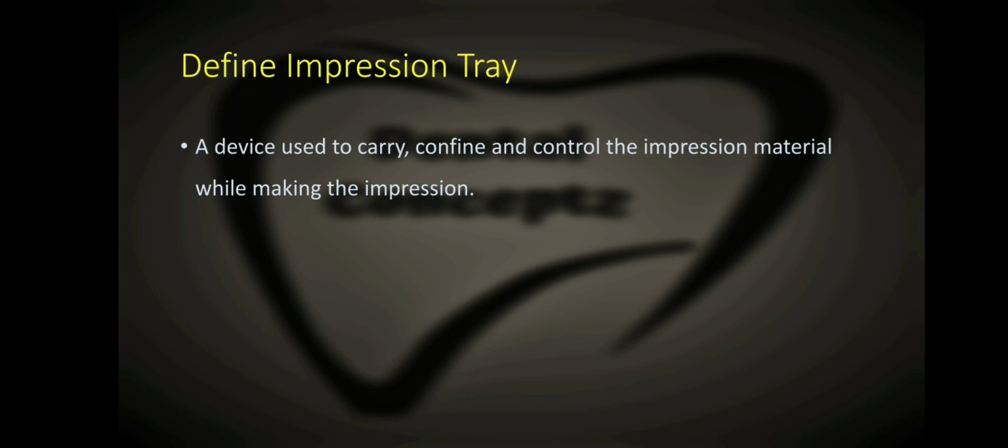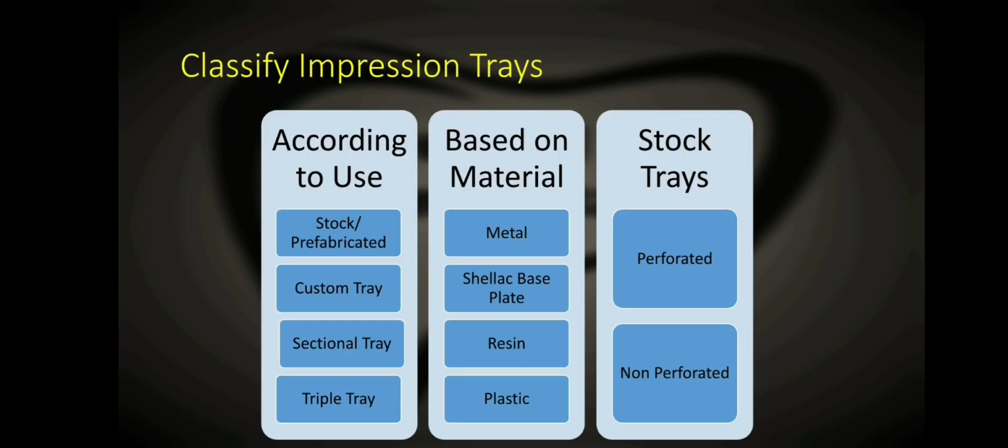Definition of an impression tray. An impression tray is a device used to carry, confine and control the impression material while making the impression. Classification of impression trays. So it can be classified on the basis of their use into stock or prefabricated trays, custom trays, sectional trays and triple trays.